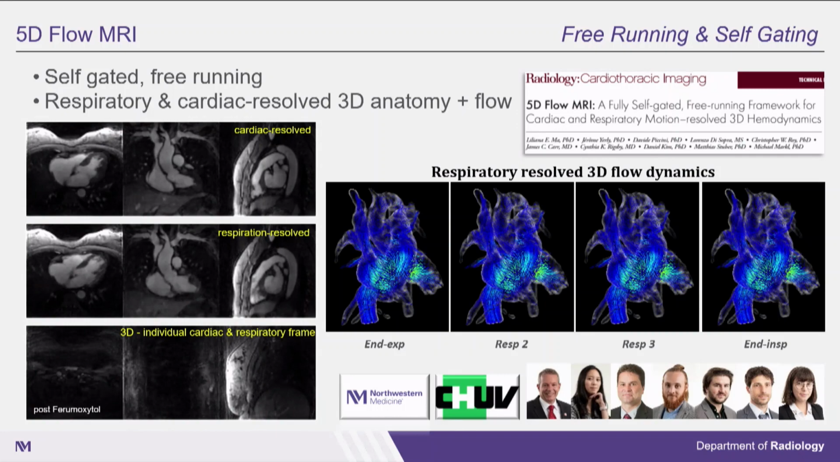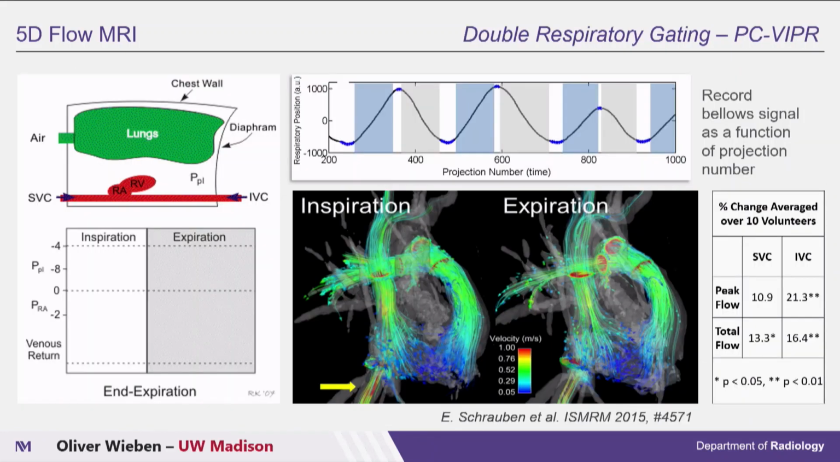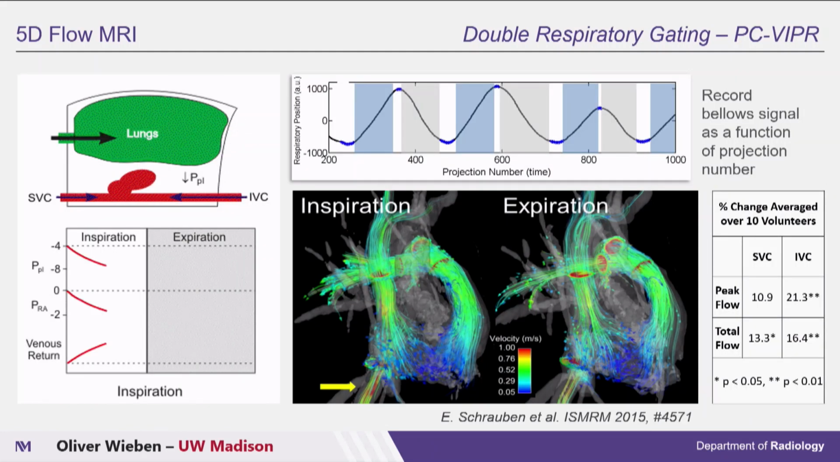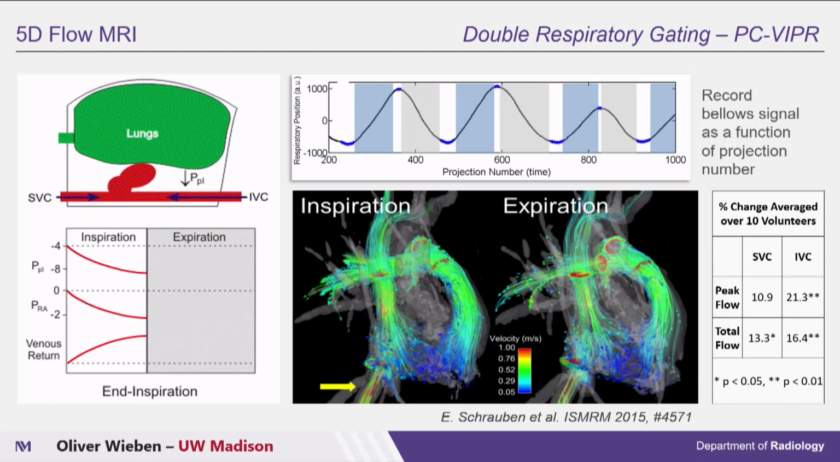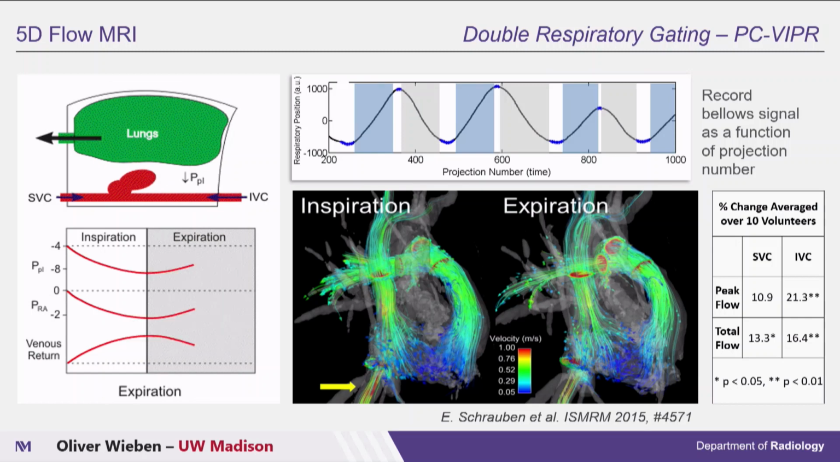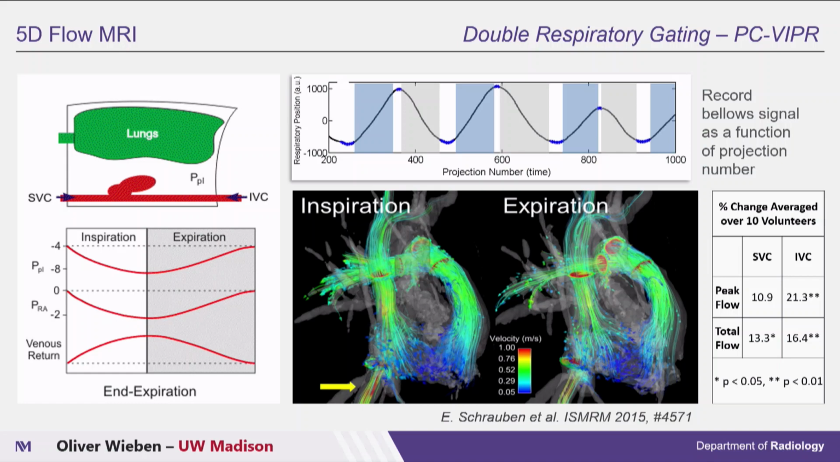We're of course not the only ones that have been working on this. This is a slide from Oliver Wieben from the group at UW-Madison. It's interesting if you look at their literature and their PC Vipr technique. They've been doing 4D flow for 20 years. They just didn't call it 5D flow. They called it PC Vipr.